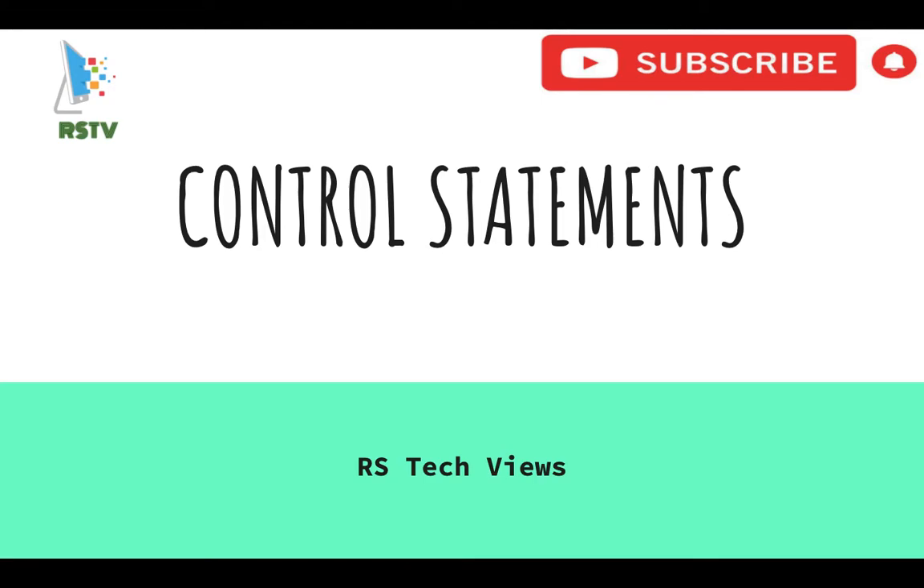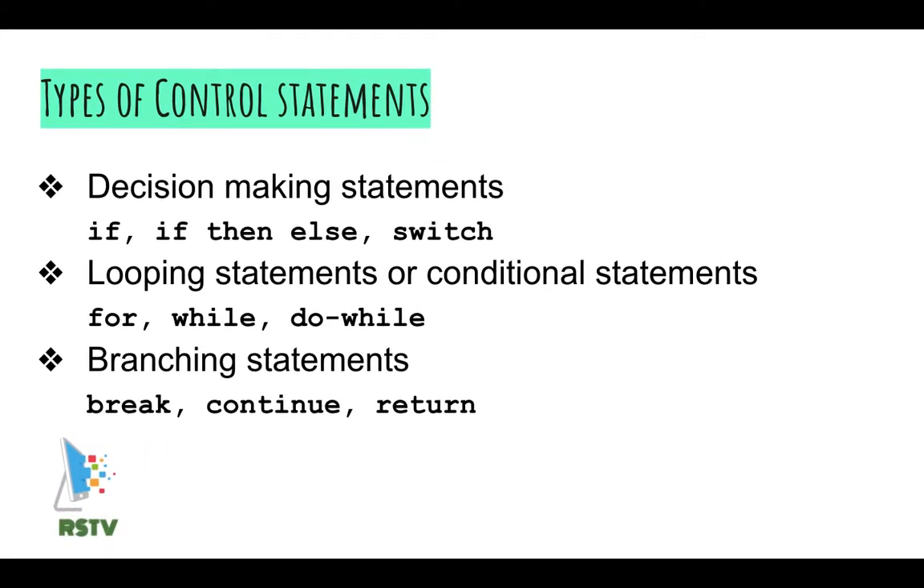Control statements in Java play key roles in programming. These statements control the flow of execution, like checking a condition and executing a particular block multiple times, or skipping some lines of code, etc. Types of control statements. Mainly three types of control statements are there.